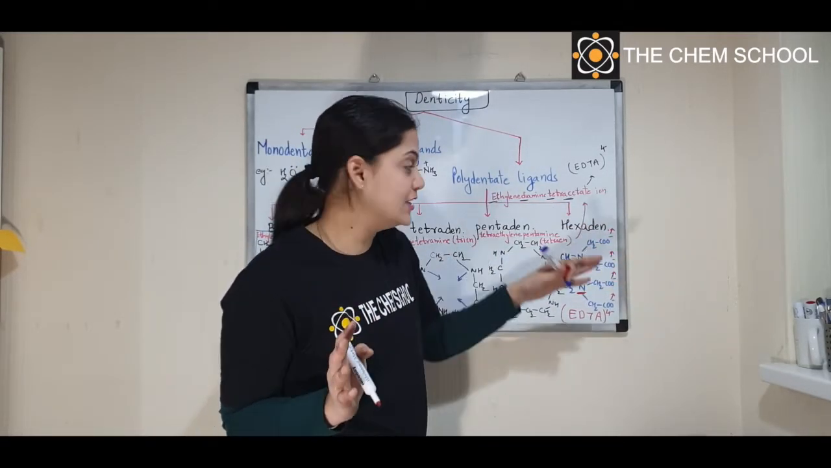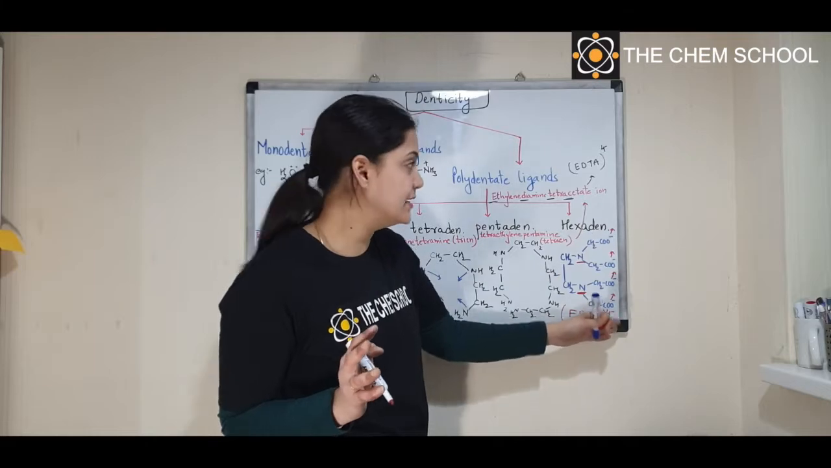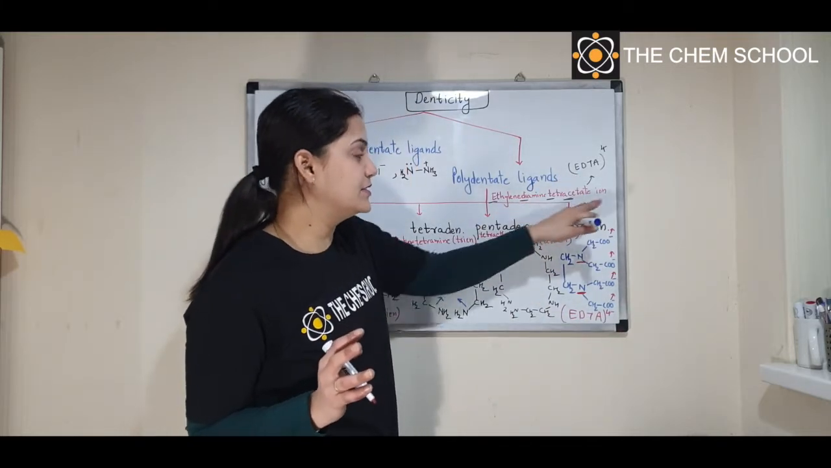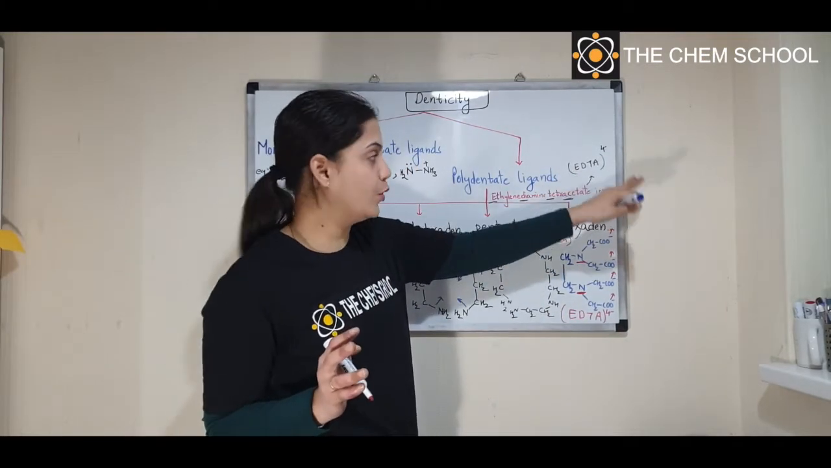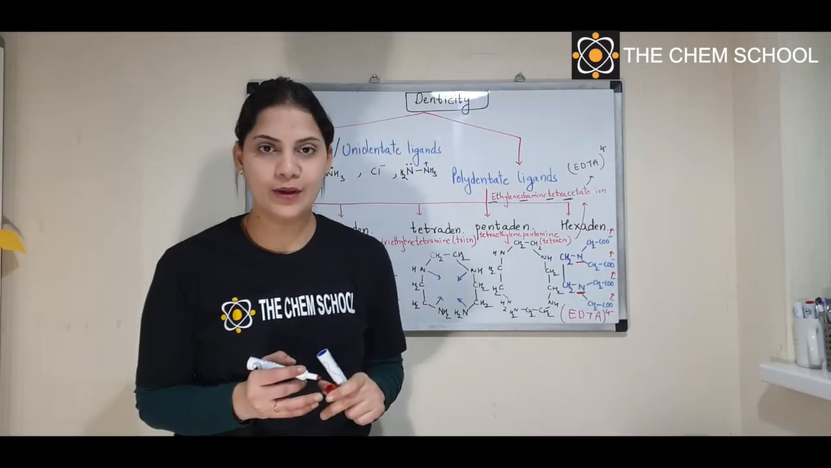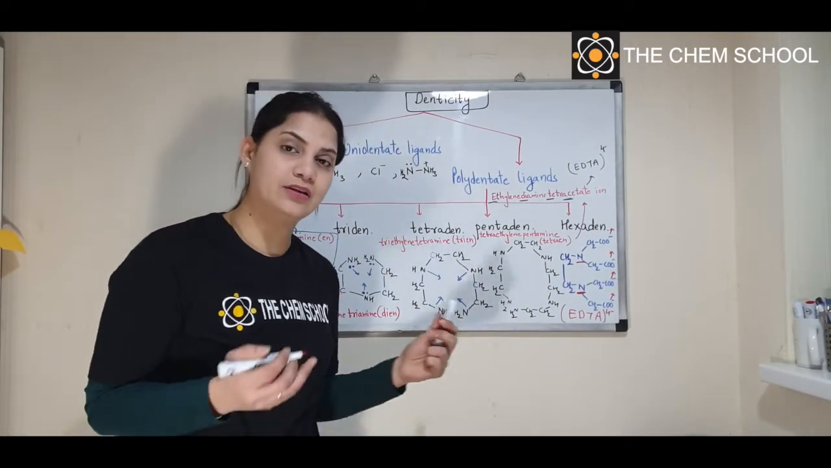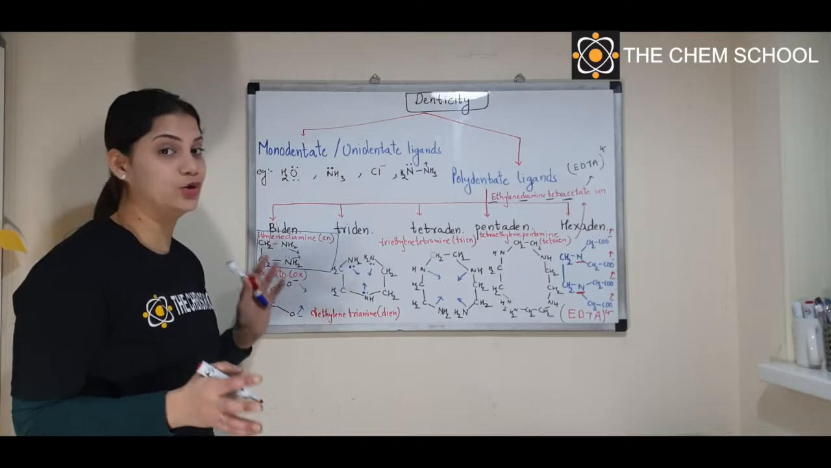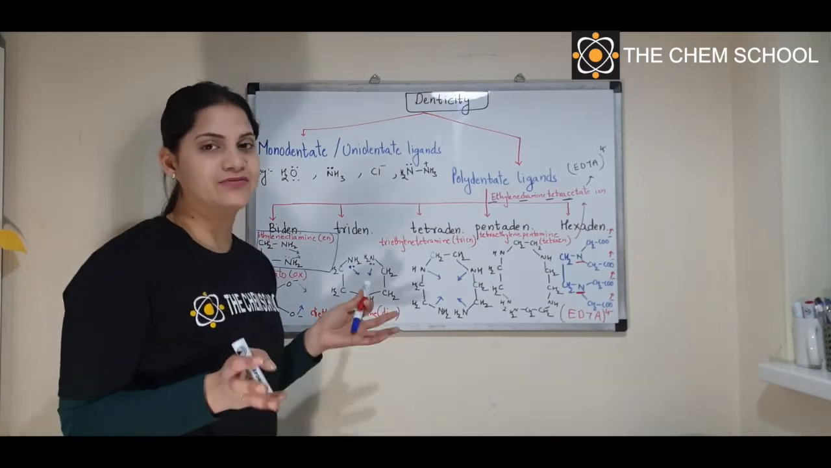The charge will be 4 minus because of the acetate ions. So in short, this is known as EDTA, with a charge of 4 minus. Very important molecule. We'll talk about that much in the future. I hope this is very clear to all of you, and you will be able to classify the ligands.